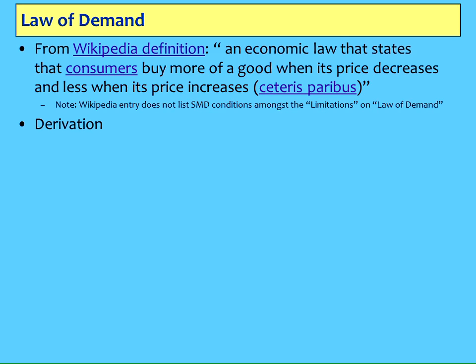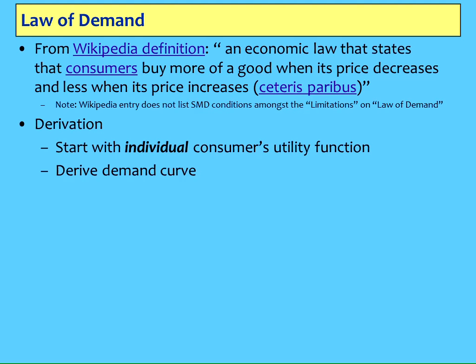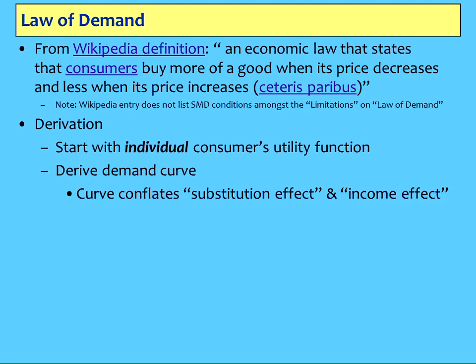How is this derived? Well, it's derived by taking an individual, I'm emphasising that, individual consumer utility function. You presume you can describe a consumer using the axioms of revealed preference. You get all the smooth, differentiable functions to describe that particular agent's demand for commodities. You need to derive a demand curve from it.